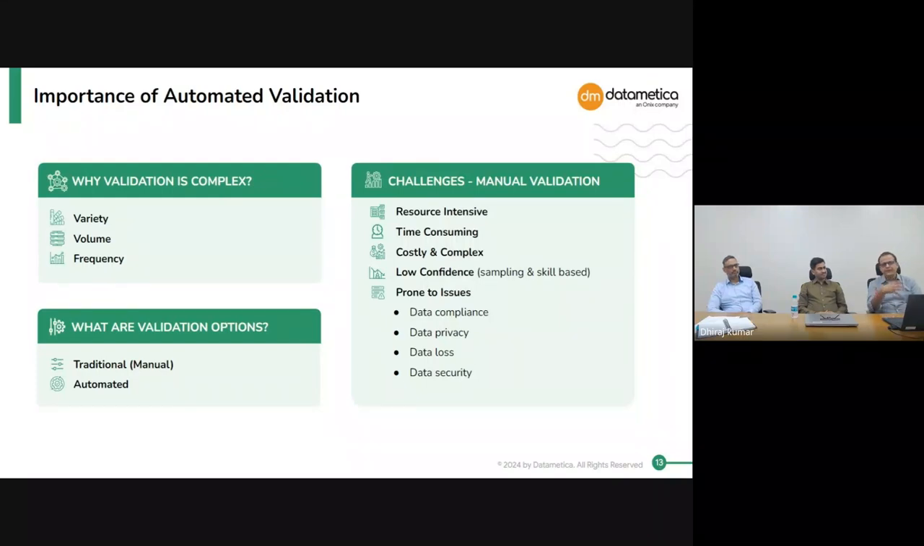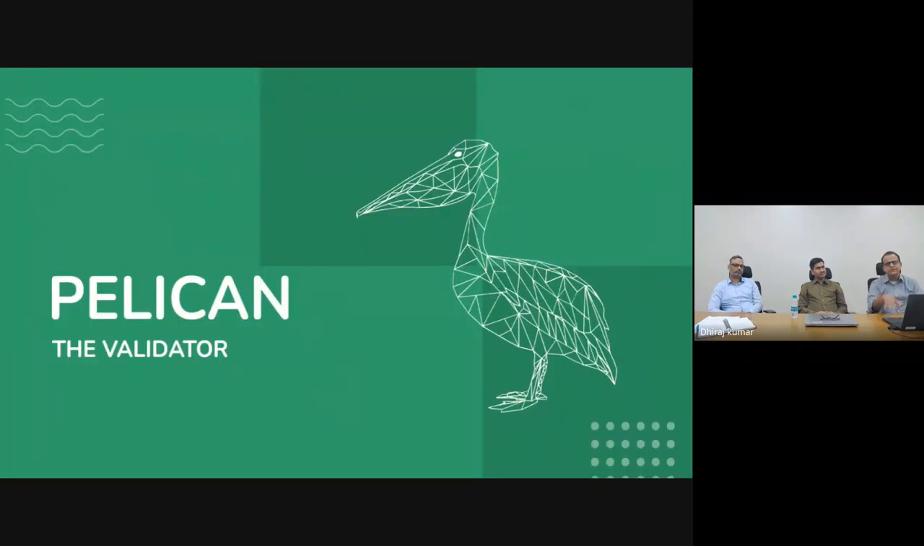In Datametica, the way we have addressed this is we have created our own IP, which is a 100% automated solution, and we have been using it for successful validation over the last one decade. And what is that IP? It is our product, which is called Pelican. It's a validation product that is used for validating data between heterogeneous platforms at petabyte scale, and we are able to validate at cell level using this product.